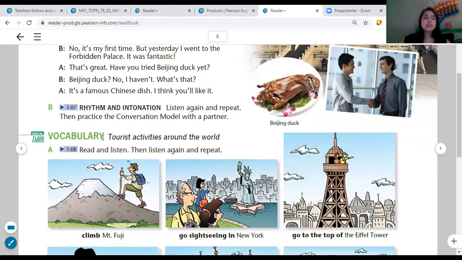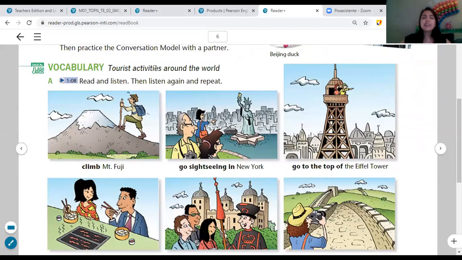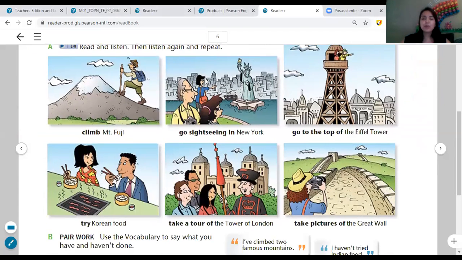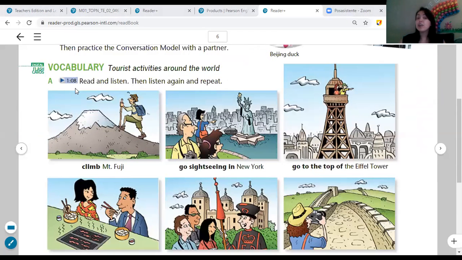Rhythm and intonation and vocabulary. Tourist activities around the world. Because we are talking about traveling, we are going to talk about different vocabulary that we use when visiting another country.